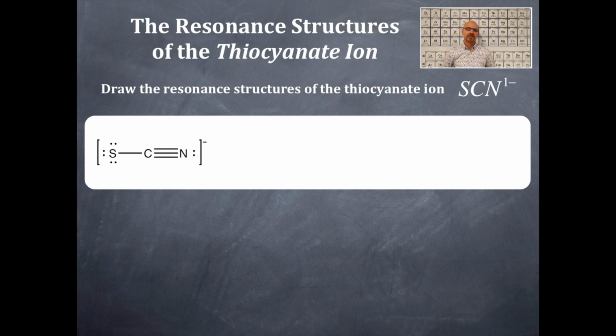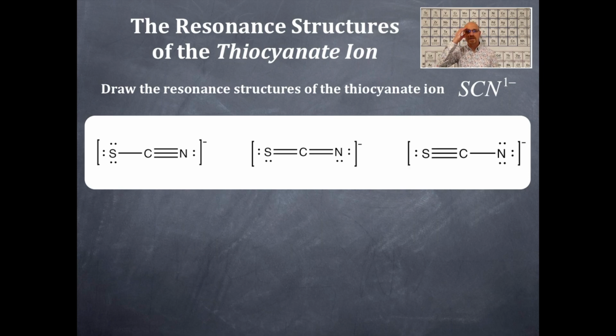Okay, here's one of them. There's a triple bond between a carbon and a nitrogen and then a single bond between the sulfur and the carbon. Notice the sulfur, the carbon, and the nitrogen in the thiocyanate ion. Why do we draw it as SCN? It's because that's the order of the atoms, and we're going to keep that same order of those atoms. Here's another different Lewis dot structure. Here's another different Lewis dot structure.